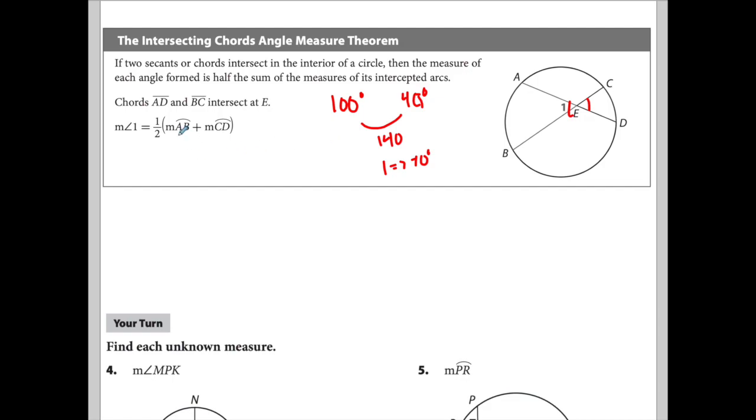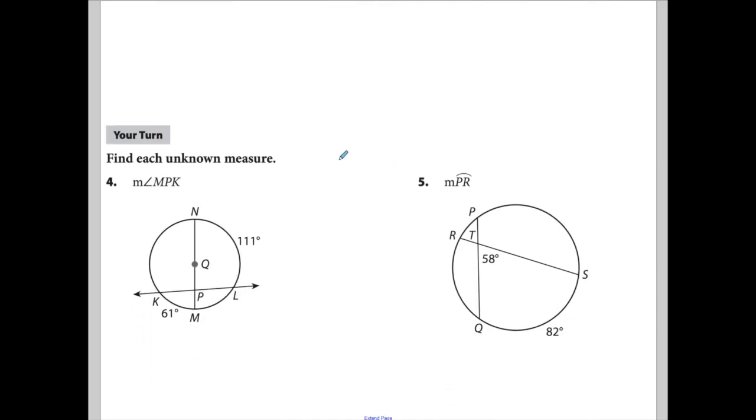You could also view this as the average of the arcs because when you add up two numbers and divide by 2, that's the mean and also technically the median. But that's the relationship we have there. Okay, so let's take a look at a couple problems here.